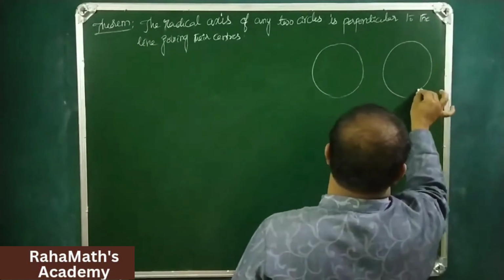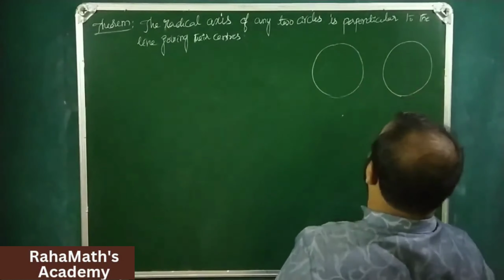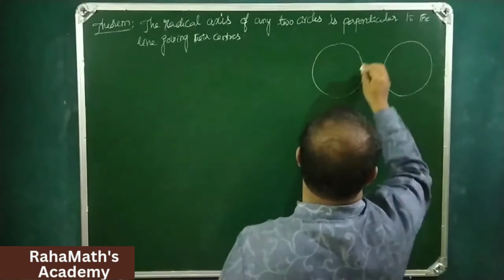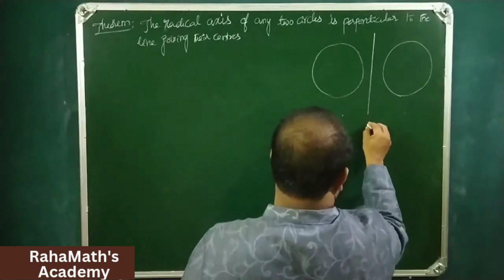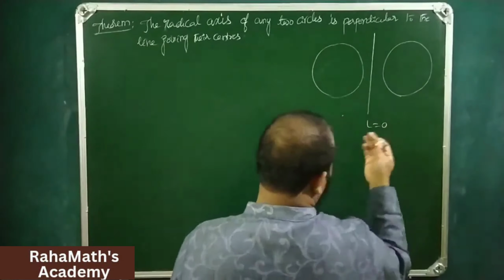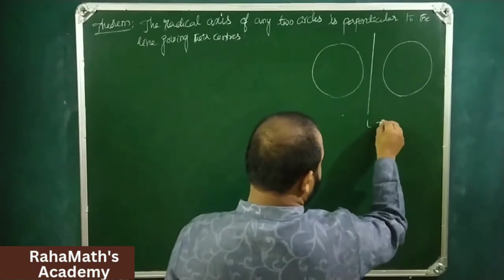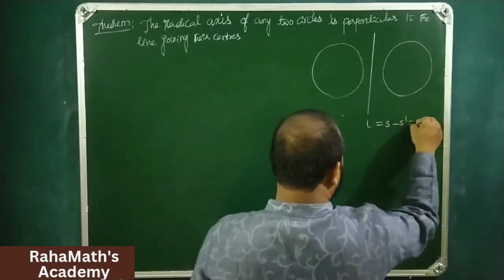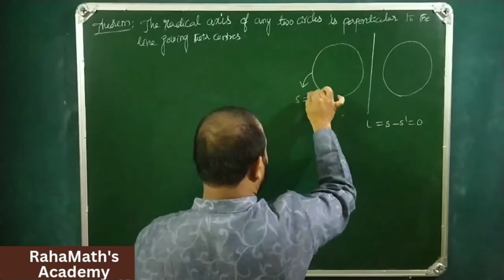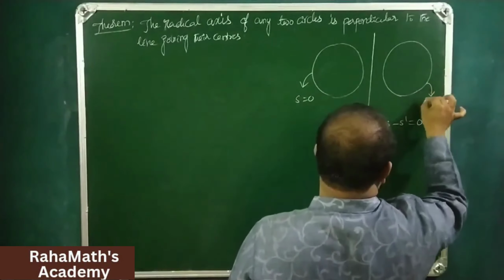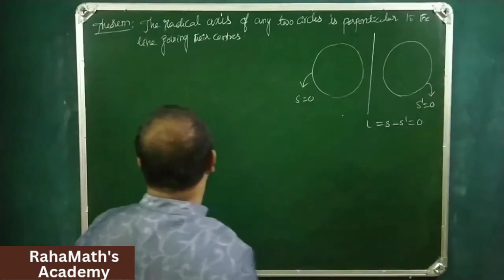There are two circles. So the radical axis of two circles. So this is the radical axis L equals to 0. How do we get it? L is nothing but S minus S dash equals to 0. This is S equals to 0 and this is S dash equals to 0.